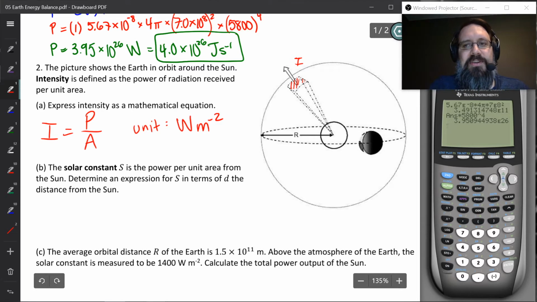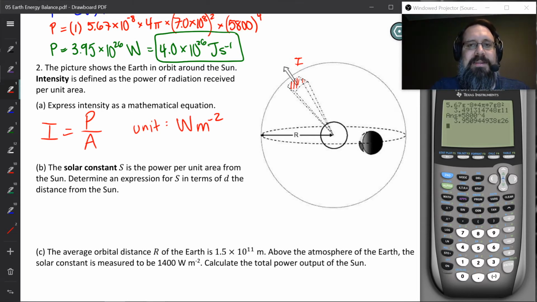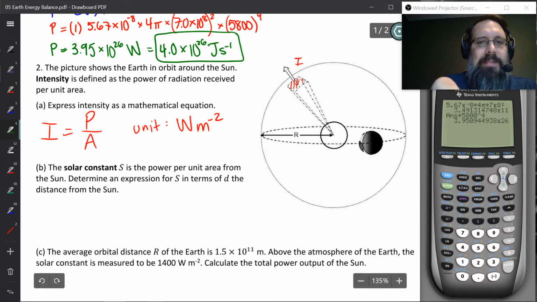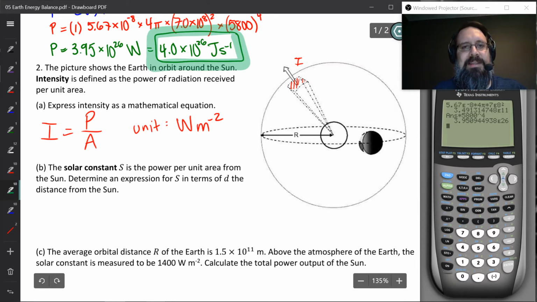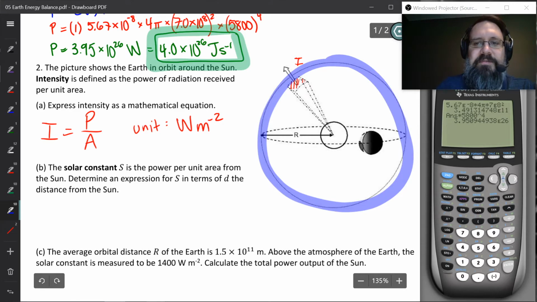Intensity is taking the power and spreading it out over an area. So we're saying, what's the intensity of solar radiation at any given point? It's just the power divided by the area. If we want to calculate the intensity at the Earth, we're going to need to take that power that we just calculated up above and divide it by the area of the sphere that the Earth is on.